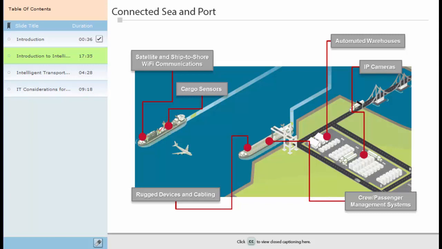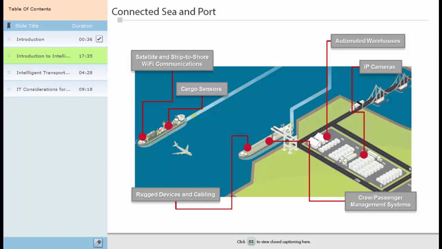With the use of the following ITS technologies, maritime transportation can overcome some of the challenges at sea and in port. Automated port warehouses used in conjunction with interactive customer web portals allow customers to have instant access to ordering and status information.